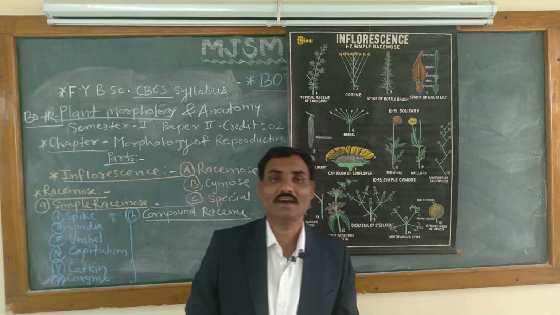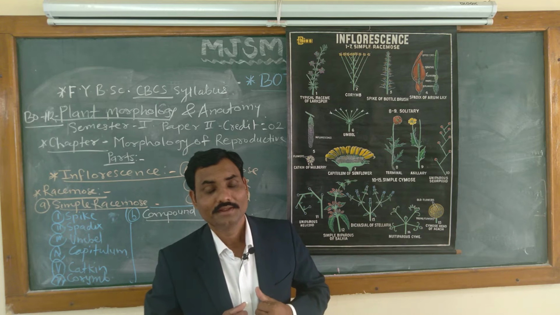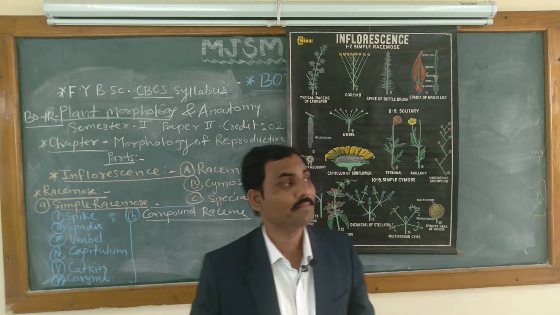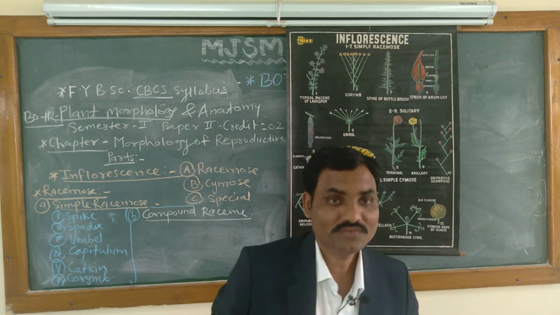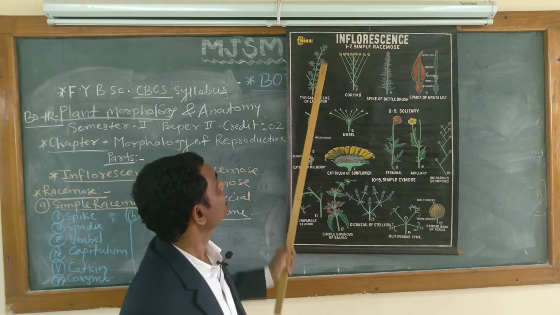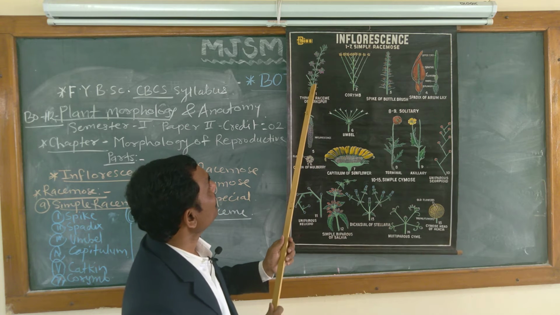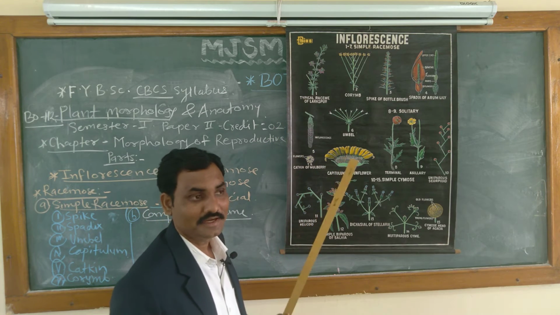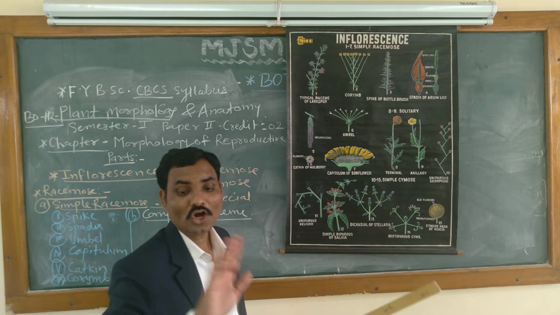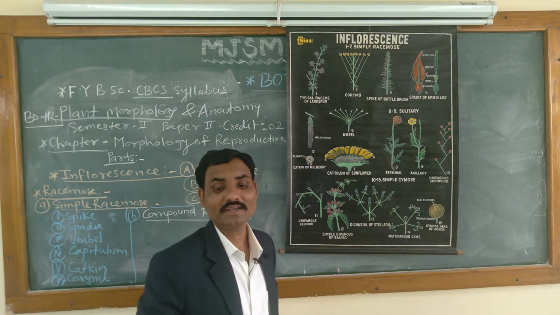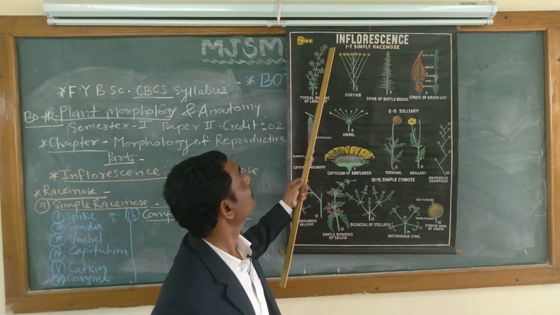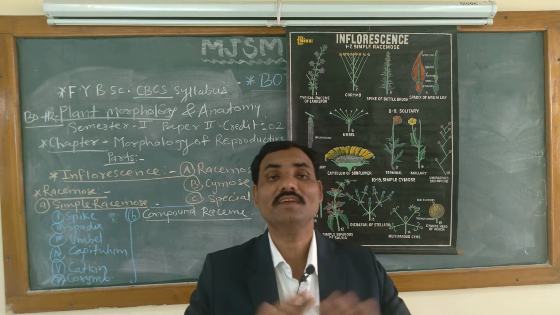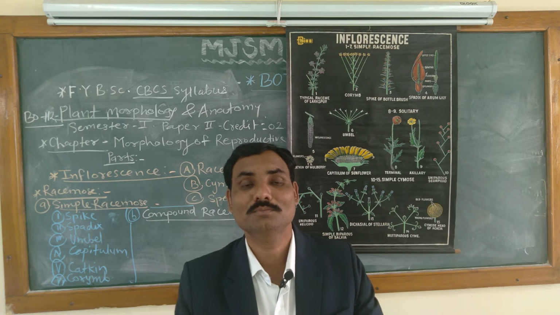We know some characters first. The first character is that the rachis never terminates in a flower. We see this is a flower, and you see the different buds are there, but that rachis does not terminate, never terminates in a flower. See, there are different buds, but that rachis never terminates. कधीच नाही, त्याचा शेवट फुलाच्या टर्मिनेशन मध्ये होत नाही.